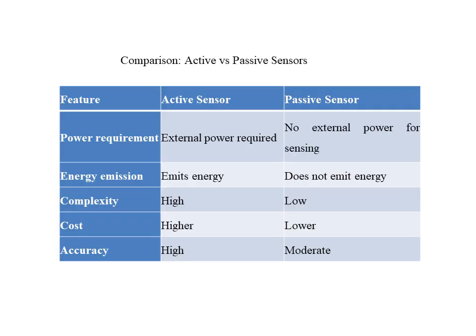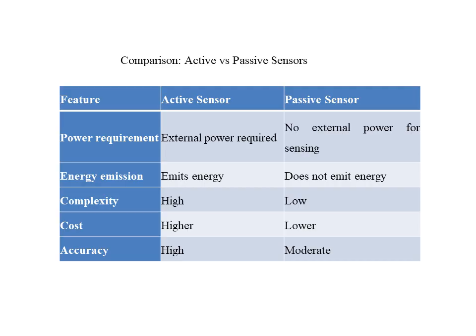Comparison between active and passive sensor. Active sensors, passive sensors. Power requirement: external power is required in active sensor, no external power for sensing in passive sensor. Energy emission: active sensors emit energy, passive sensors do not emit energy.